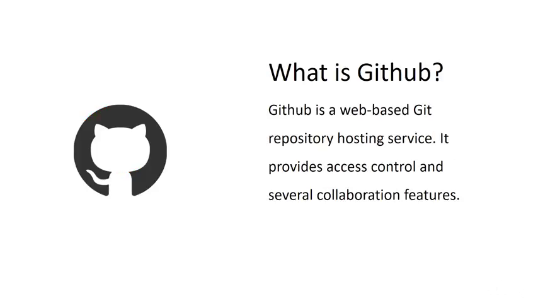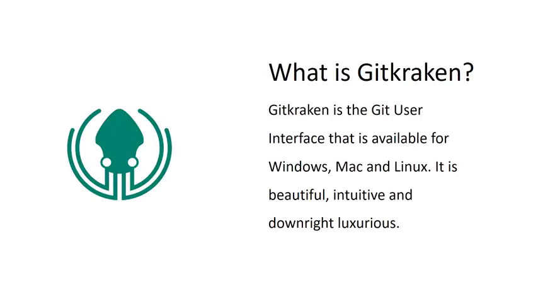The next one is, what is GitHub? GitHub is a web-based Git repository hosting service. It provides access control and several collaboration features. Basically, it's just a hosting service for Git. And then next, what is Gitkraken? Gitkraken is a Git user interface that is available for Windows, Mac, and Linux. It is beautiful, intuitive, and downright luxurious. It is something that will make learning Git very easy, and you'll see it later in this course.